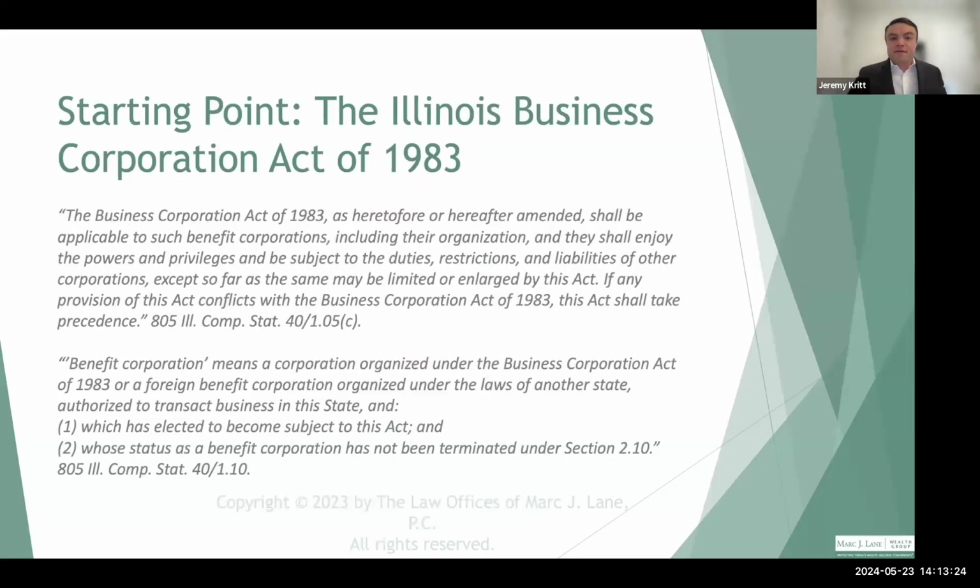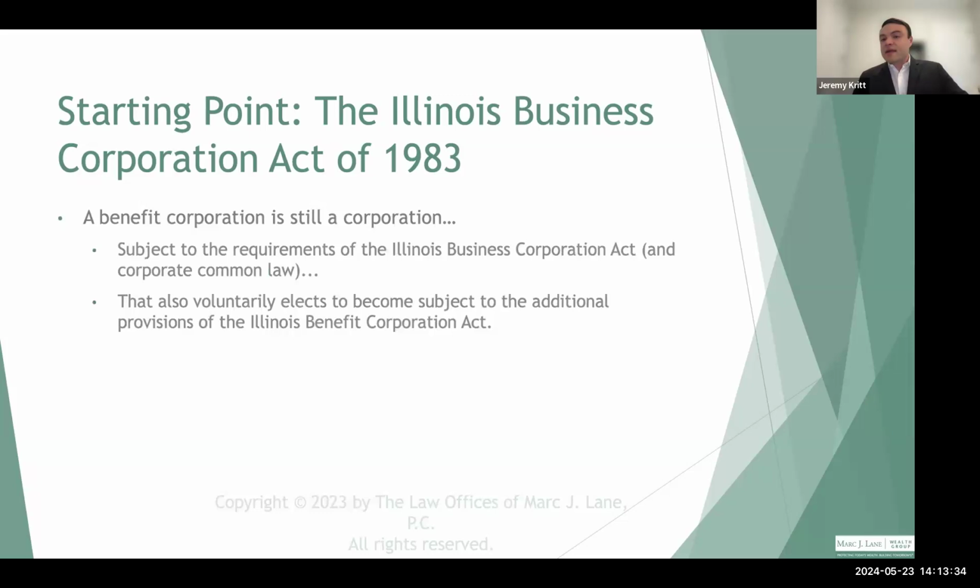The starting point for understanding any of the unique features and aspects of the Act is the Illinois Business Corporation Act, and just regular traditional corporate law. A benefit corporation is still a corporation, so it's subject to all the requirements that an Illinois corporation is subject to. But it also voluntarily elects to become subject to additional requirements and additional provisions under the Illinois Benefit Corporation Act.